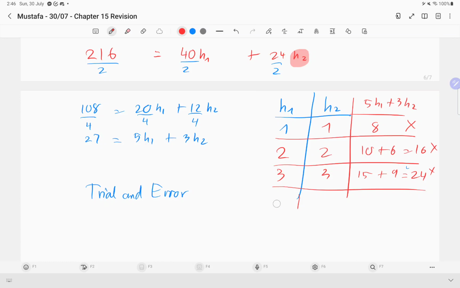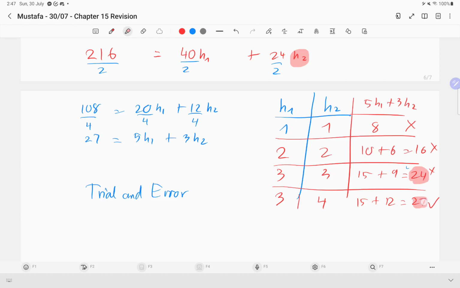Hold on, I think I got it. 3 and 4, yes. So that'll be 15 plus 12, which is 27. That's correct. Now the easier way to see this is this.